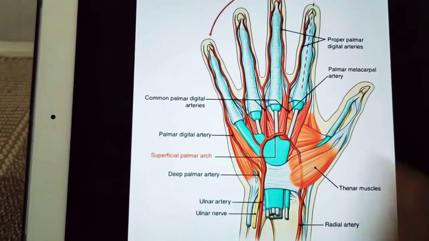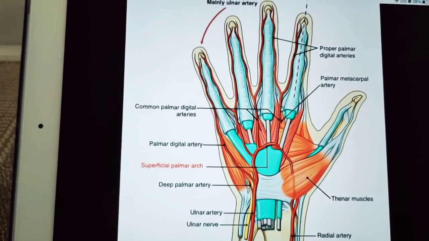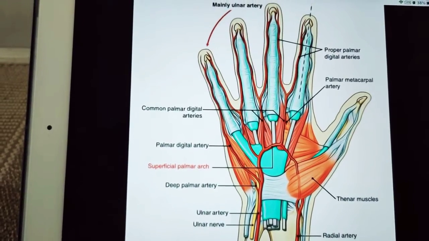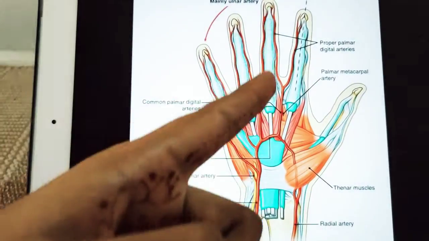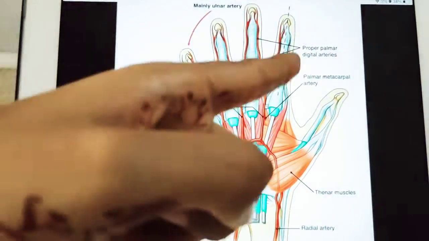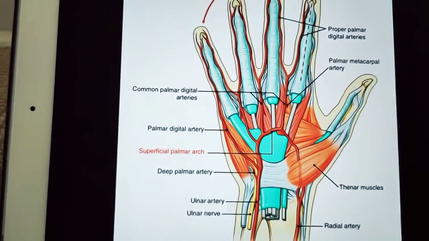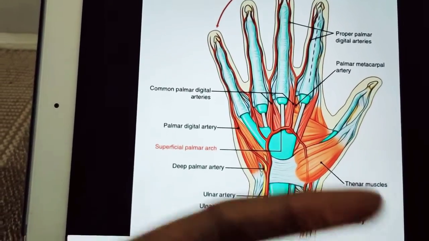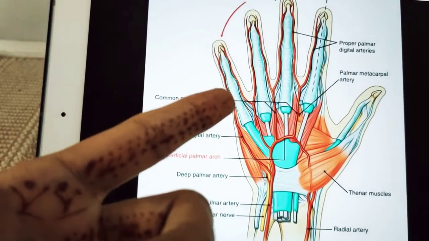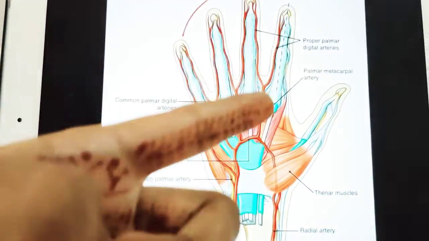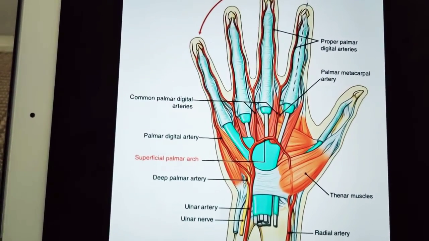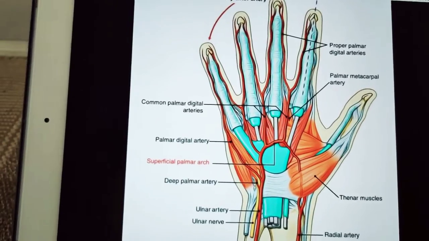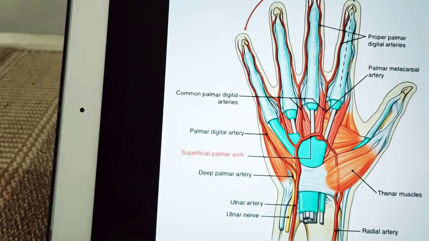So what are the branches of the superficial palmar arch? The superficial palmar arch gives off 4 digital branches. If you see, it is giving 1 2 3 4, 4 digital branches to the fingers, which supply the medial 3.5 digits. So mainly supply medial 3.5, means 1 2 3, and half of this index finger.